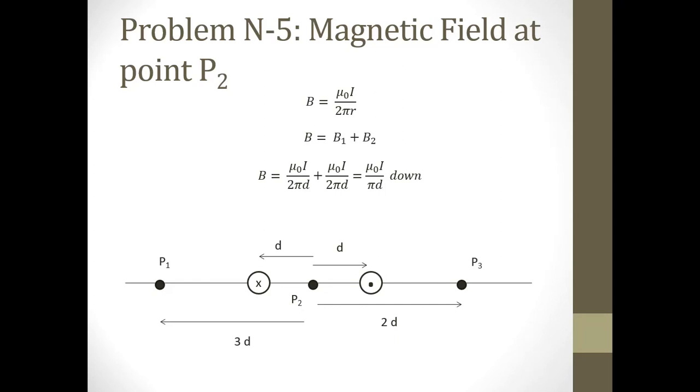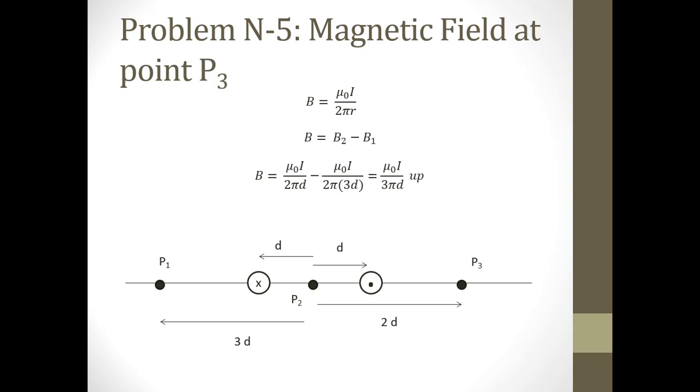Now if we do point P2, what's true about the magnetic field from the wire on the left is it points down by the right-hand rule. The magnetic field from the wire on the right also points down by the right-hand rule. So these two magnetic fields would add together. In this case, for each one of the wires, it's going to be mu naught I divided by 2 pi d, so you end up with mu naught I divided by pi d downward. So you'd have a stronger magnetic field at the location between the wires than you do at P1, which I don't think is all that shocking because you're closer to both wires in this case than you are at P1.